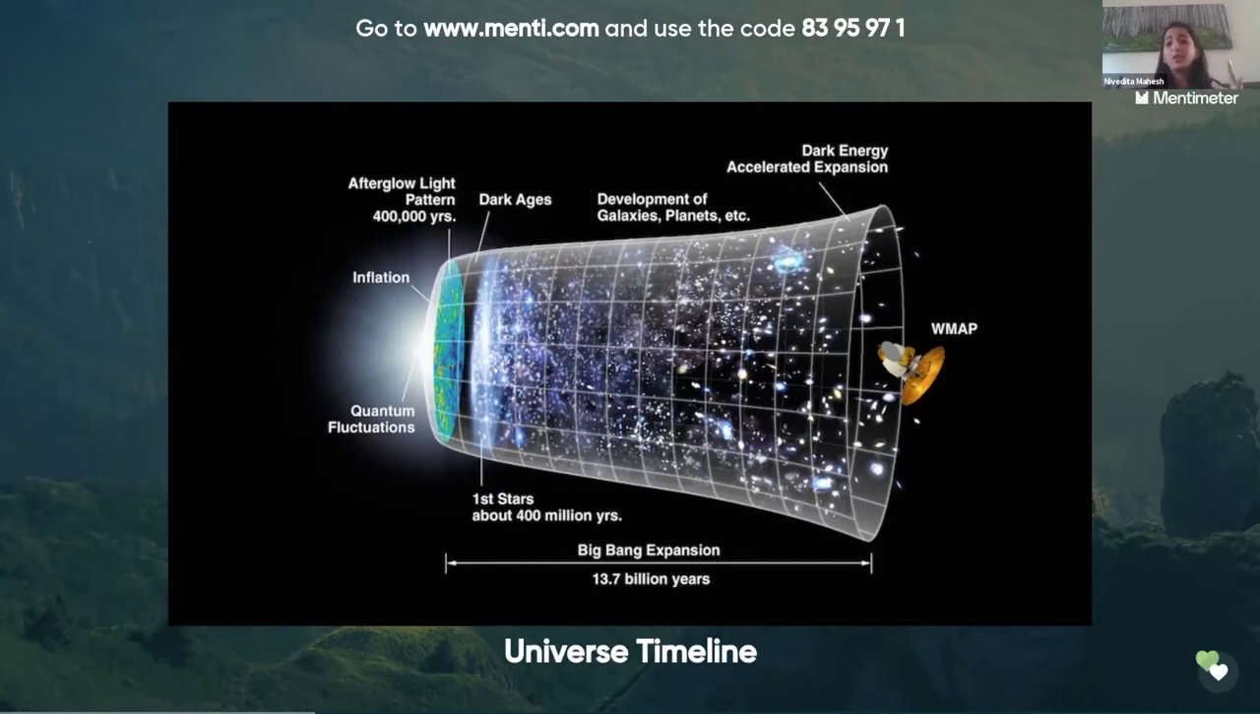Now, the Big Bang released a lot of energy. So the proton, electrons, and photons are in this hot soup all together. Slowly, as the universe expanded, this hot soup cooled. And the photons are now free to escape. And this is what we are showing in this timeline, as what we call the afterglow pattern. So the photons are finally escaping. This is the first time the light escapes and reaches us.